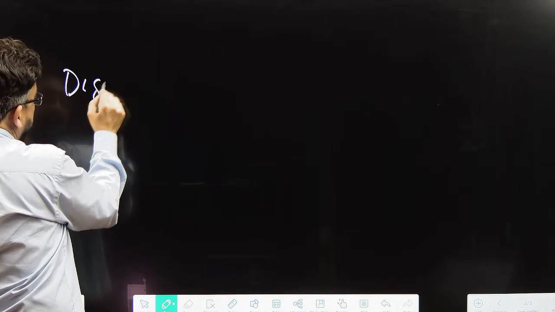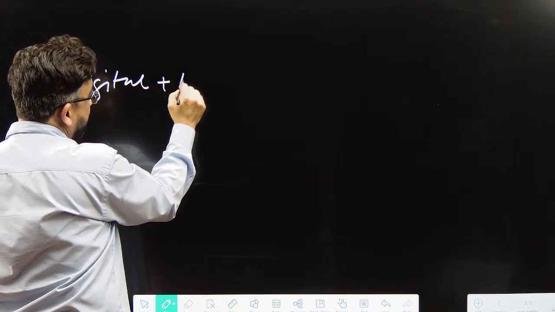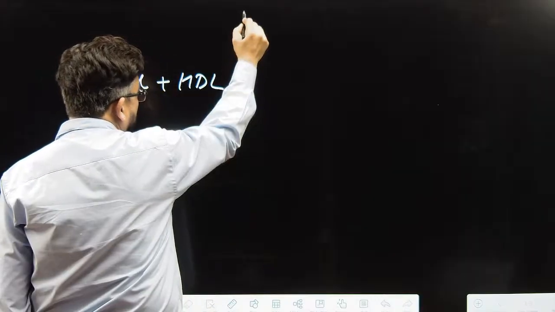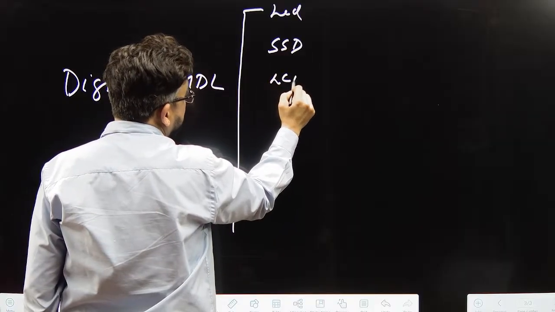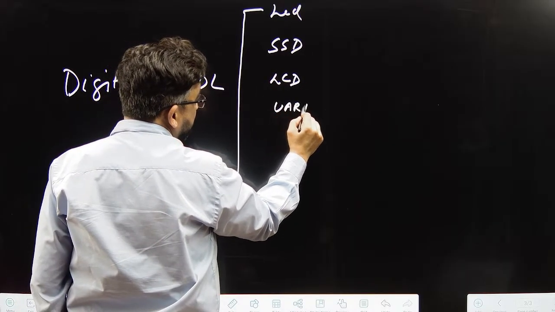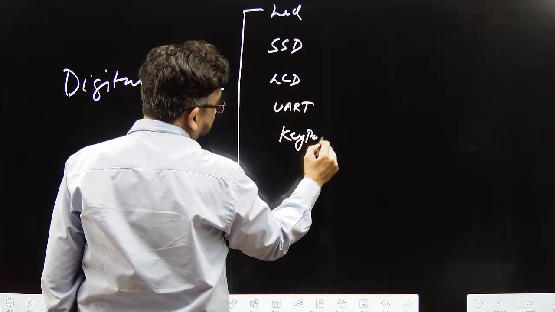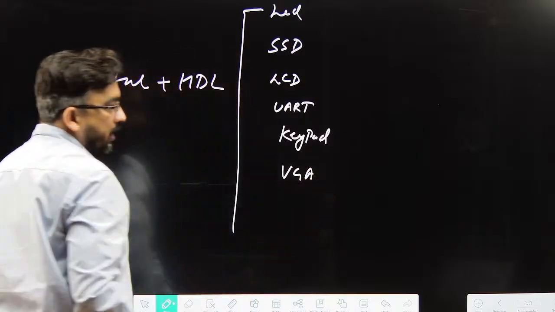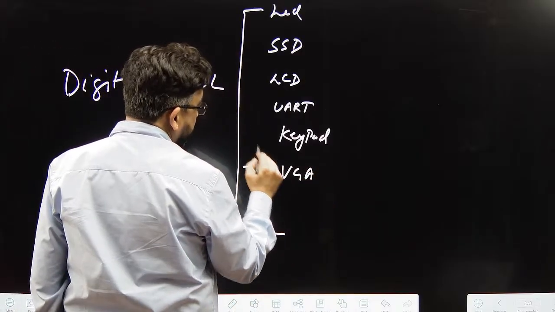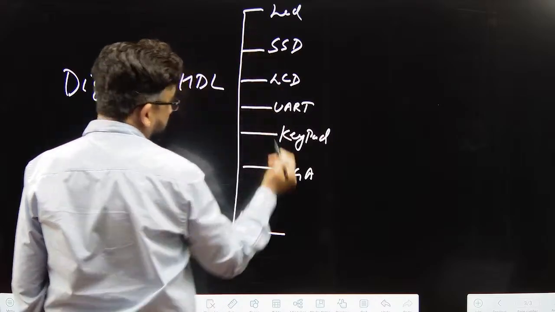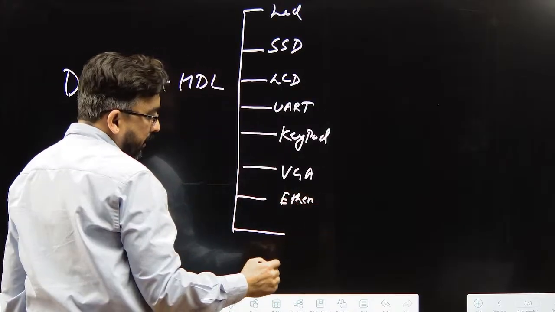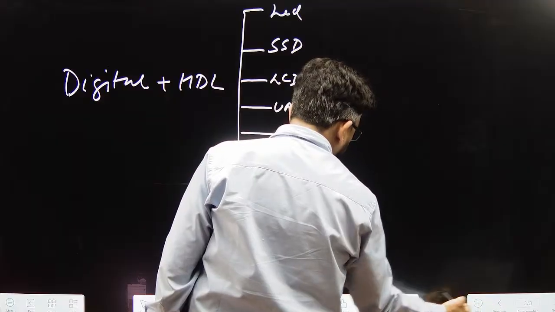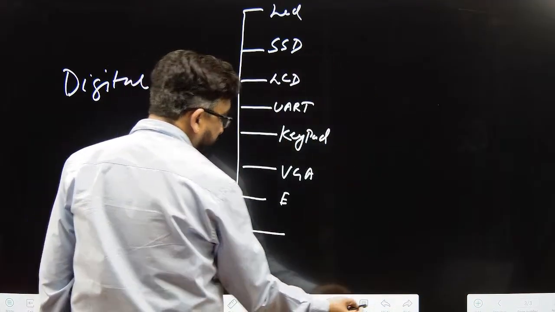What is my idea is, along with digital plus HDL, through HDL you will start controlling LED, SSD, LCD, UART, keypad, and VGA. So these are my interfaces, and some other interfaces like Ethernet. Ethernet will be very high.